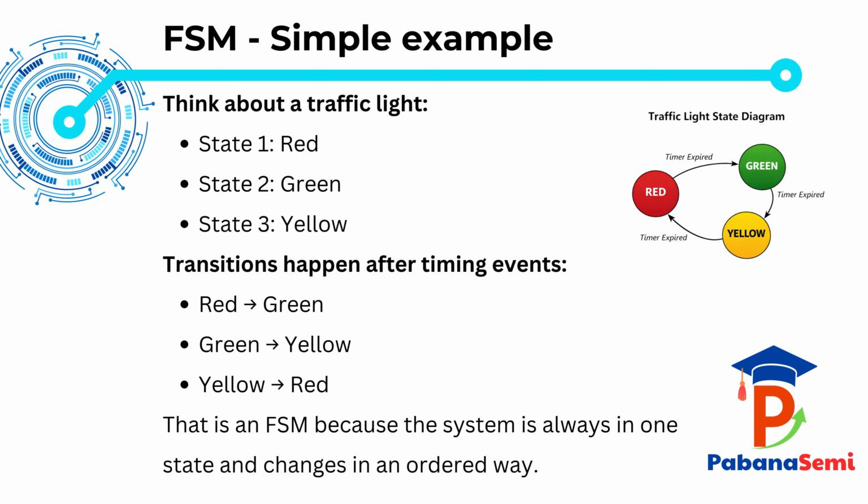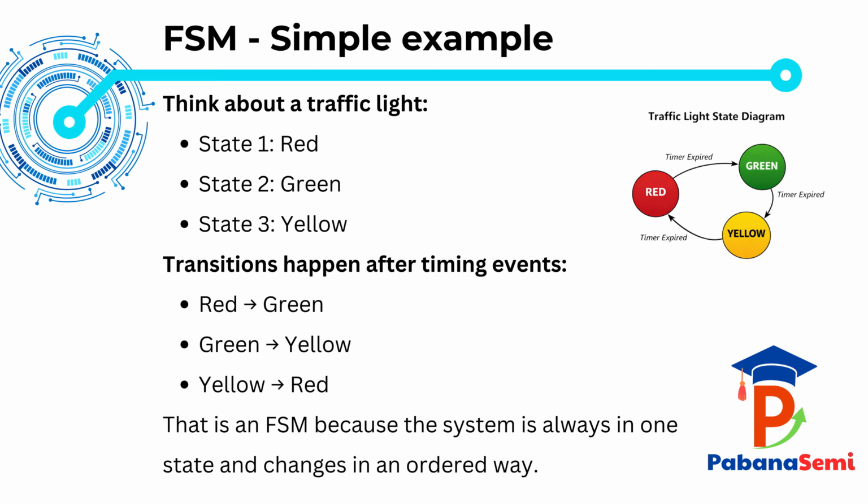Now, how does it move from one state to another? The transitions happen based on a timing event. After some time, the traffic light changes from red to green. Then, after another time interval, it changes from green to yellow. And then, after the next timing interval, it changes from yellow back to red. This cycle continues again and again.